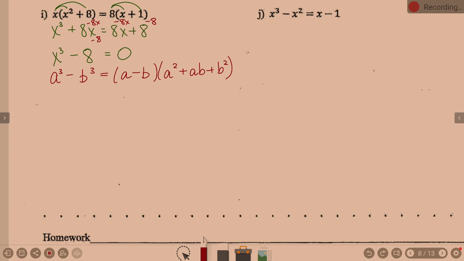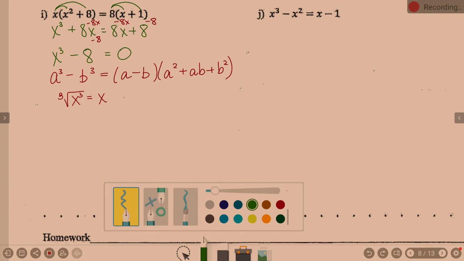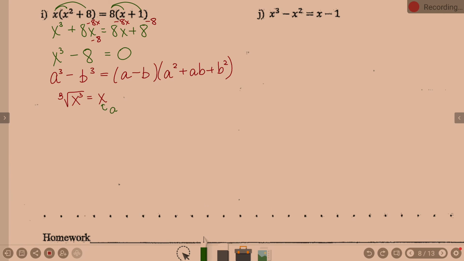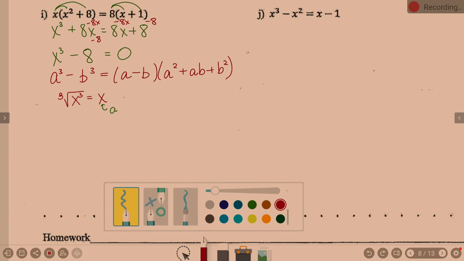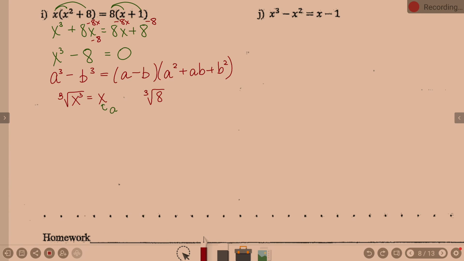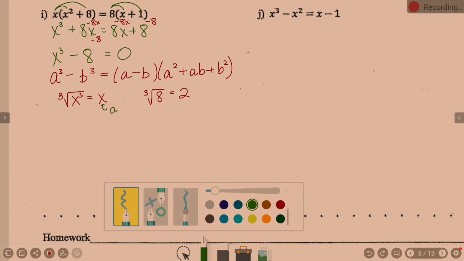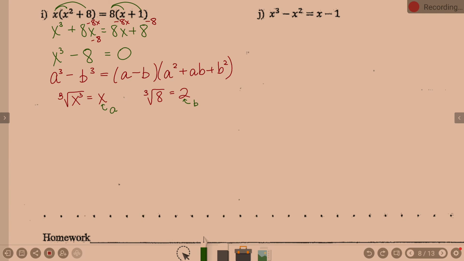So can we factor this? I'm hoping so. Find your cube roots. What's the cube root of x cubed? X. And that's going to go in the position of a. And then we also need the cube root of, just think 8. Don't worry, I worry about the signs with the formula, okay? What's the cube root of 8? 2. And that 2 is going to be in my b position. Does that make sense? Because it's a cubed minus b cubed.